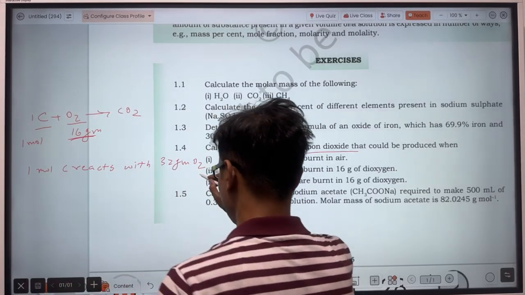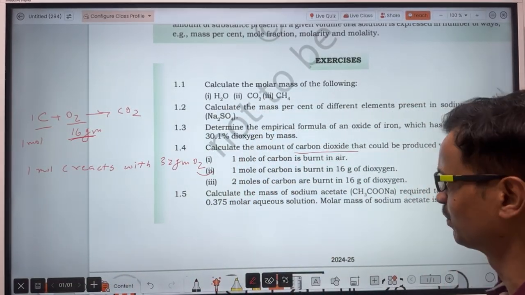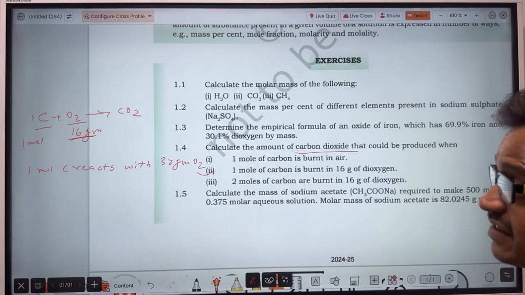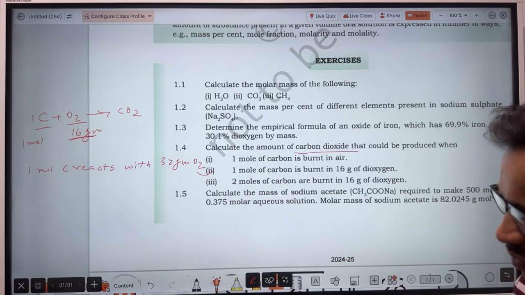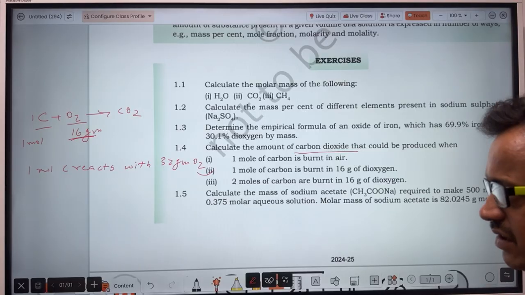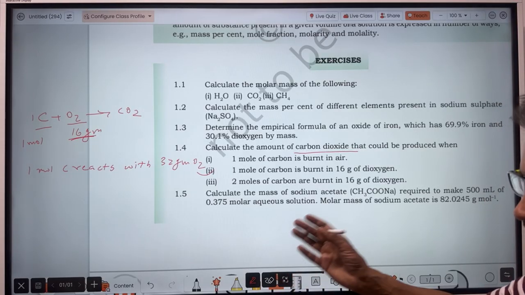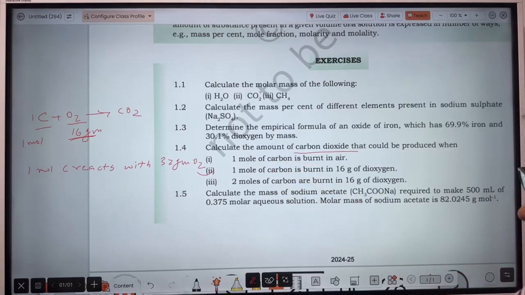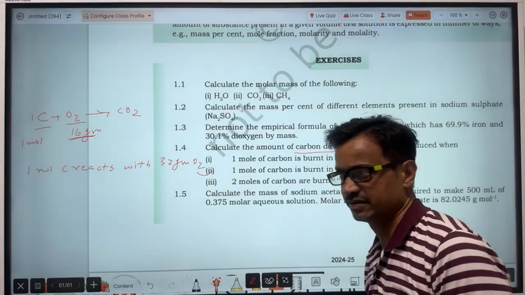Here the number of moles of carbon available is 1 mole, and the amount of oxygen available is only 16 gram. 1 mole of carbon reacts with 32 gram of oxygen, but 32 gram of oxygen is not available in the reaction. So oxygen will be the limiting reagent.